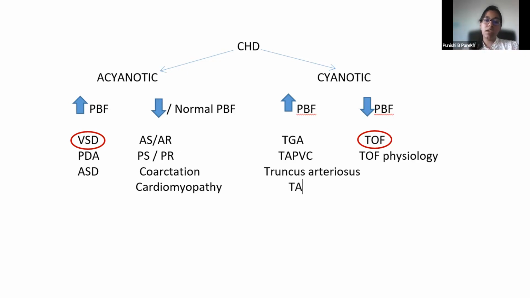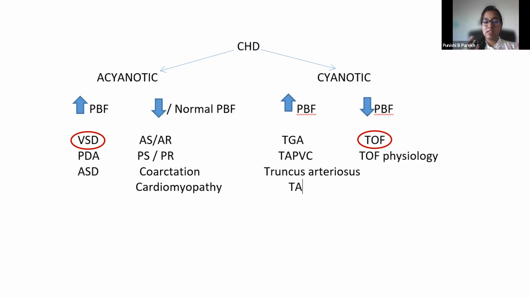TOF is also the most common cyanotic CHD. Let's remember it that way: if you have a cyanotic CHD with decreased pulmonary blood flow, an example of that is TOF, whereas all the other T series are going to be those with increased pulmonary blood flow. So that's an easy way of remembering how you categorize a cyanotic and an acyanotic heart disease on the basis of pulmonary blood flow.